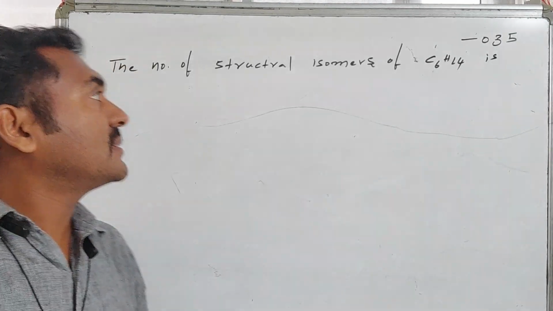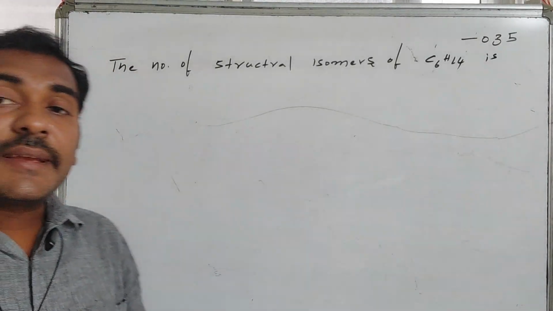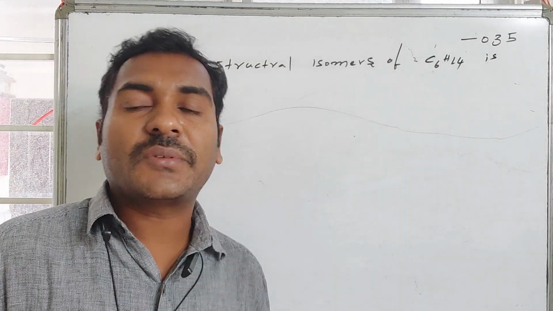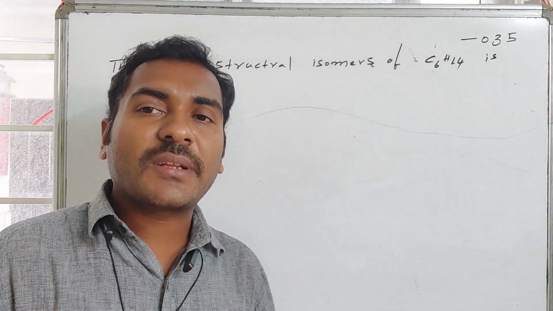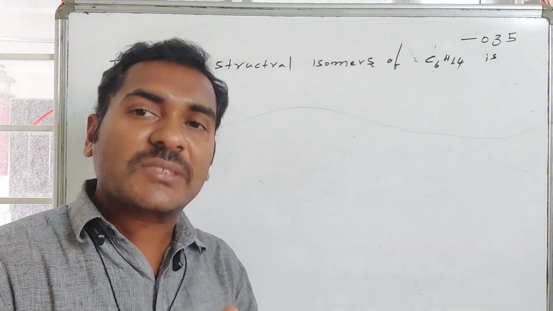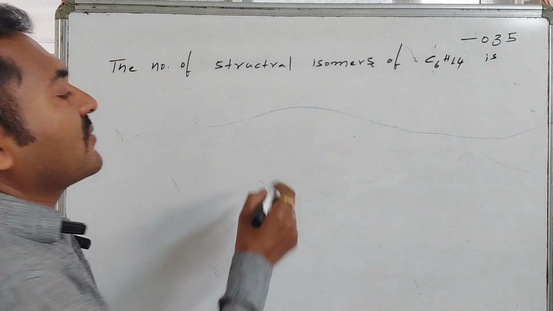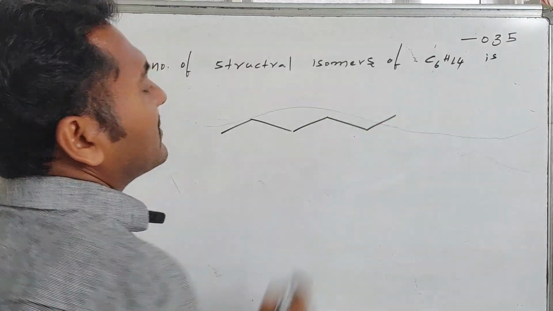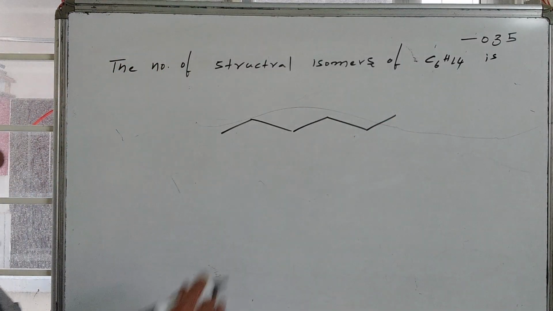And another question is, we are asked to write the number of structural isomers of the formula C6H14. C6H14 belongs to the category of CnH2n plus 2. Hence it is an alkane formula. So I can write the 6 plus 0 combination, 6 on the linear chain. In one way I can write.